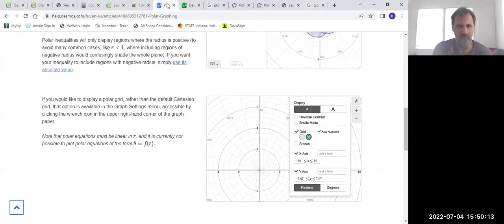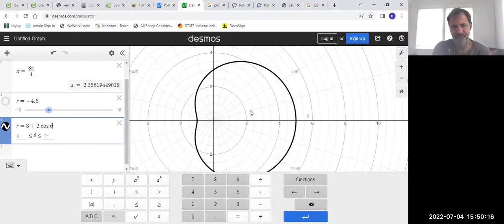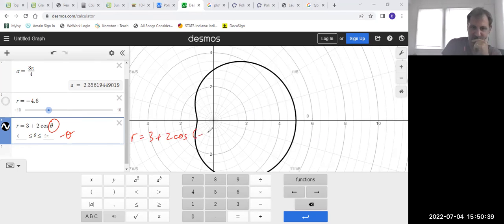So let's see, where were we? Here, this guy, 3 plus 2 cosine theta. Looking at this, I can see that it has vertical symmetry. Is it easy to prove? Let's find out. Test for vertical symmetry: just replace theta with negative theta. Life is good. r equals 3 plus 2 cosine of negative theta. Of course, cosine eats that negative sign, so it ends up exactly the same. So yes, it's easy to prove that this has vertical symmetry.